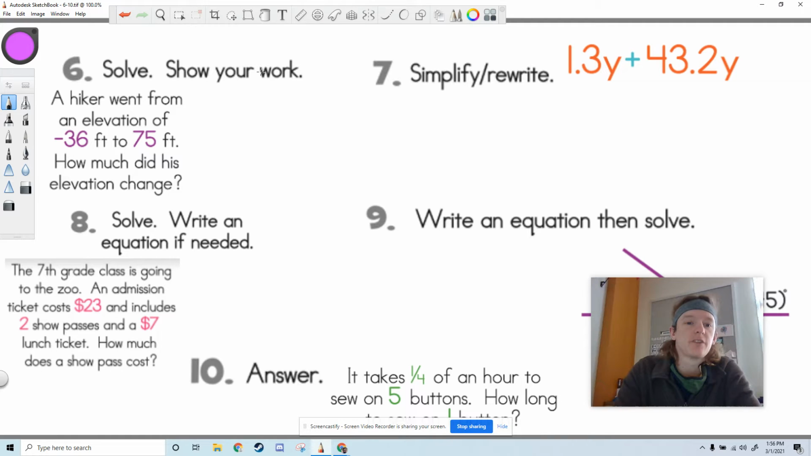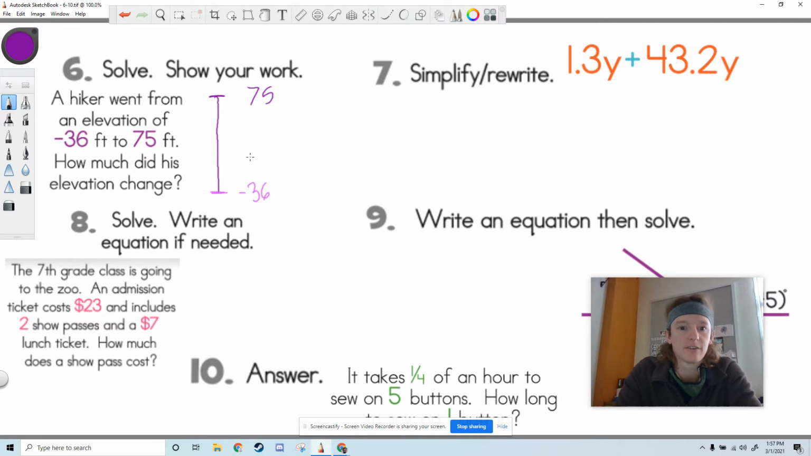Number 6, we need to solve and show our work. A hiker went from an elevation of negative 36 feet to 75 feet. How much did his elevation change? So we're starting way down here at negative 36, and we're going to go to 75. So we're going up, okay?